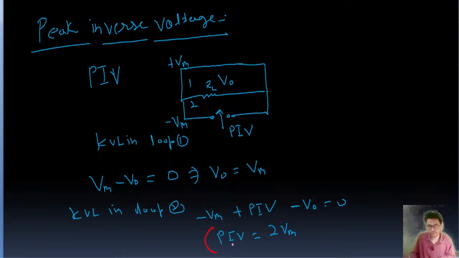Okay. So this is an important one. The peak inverse voltage for a full wave rectifier is 2 Vm. Okay, 2 Vm. This is for the center tap. Next is the other full wave rectifier.